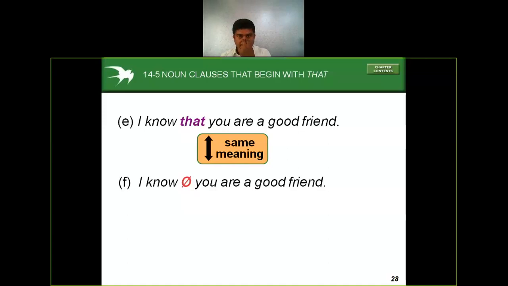We have two eyes, but remember, both the eyes have a single sight. Am I right or not? Yes. This is not good usage, but it has the same meaning, though grammatically a mistake has been committed. I know that you are a good friend. If you remove that, I know you are a good friend. No use at all.